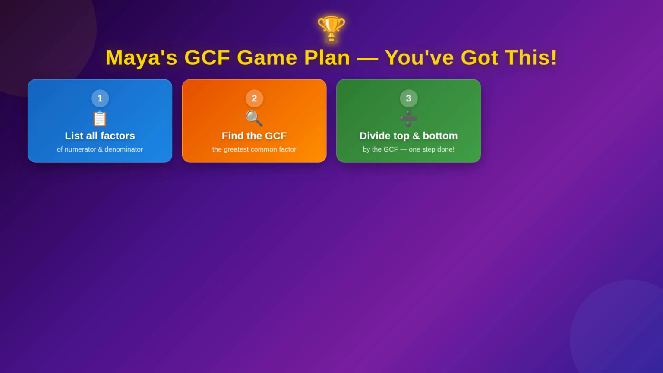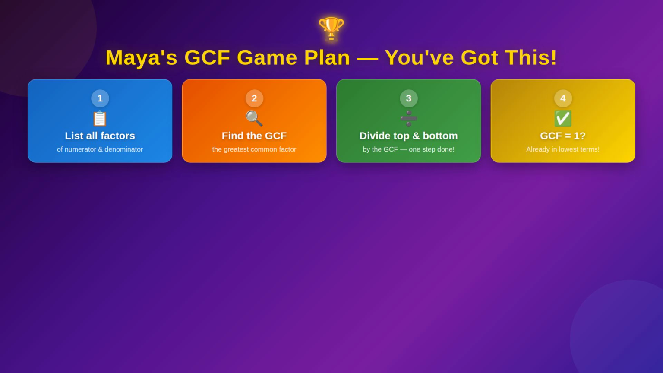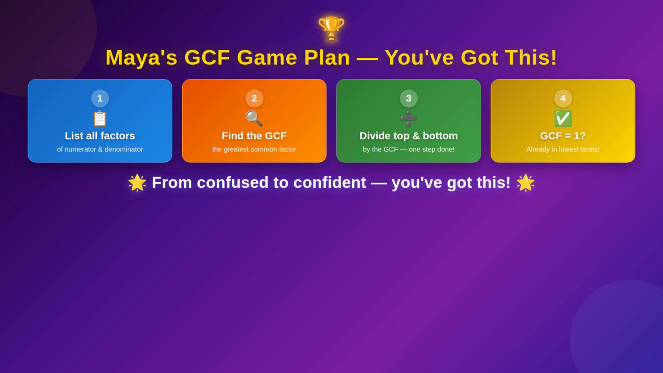Here's her GCF game plan. Step 1. List all the factors of the numerator and denominator. Step 2. Spot the common factors and pick the greatest one. Step 3. Divide the top and bottom by that GCF. One step and you're in lowest terms. Step 4. If the GCF is 1, the fraction was already simplified. From confused to confident, that's the GCF journey.